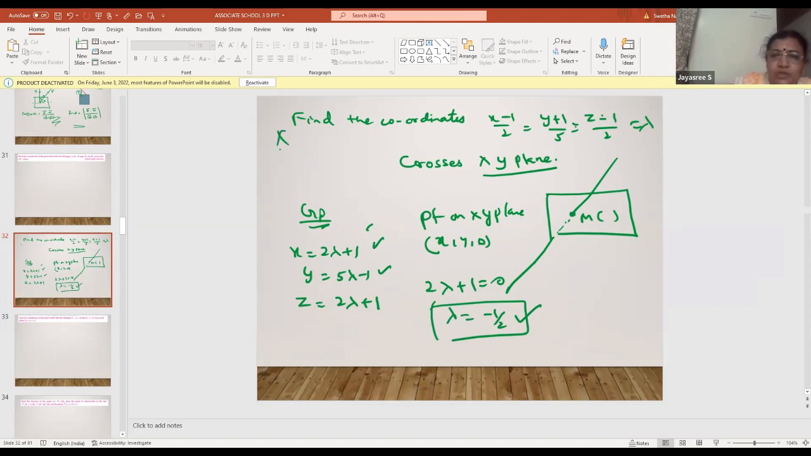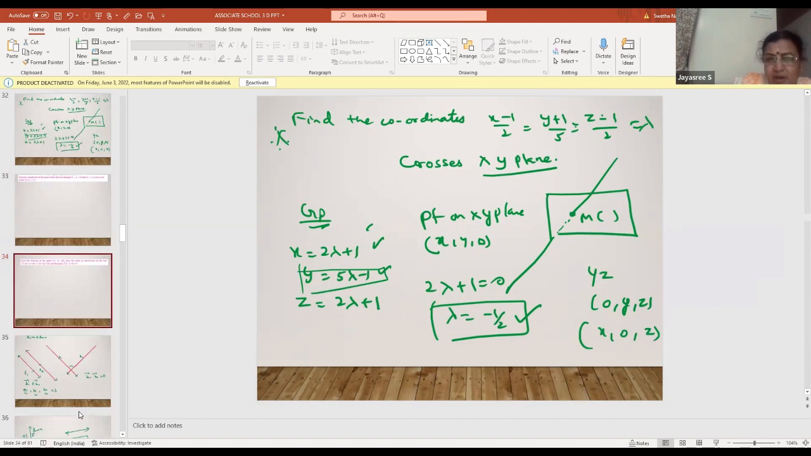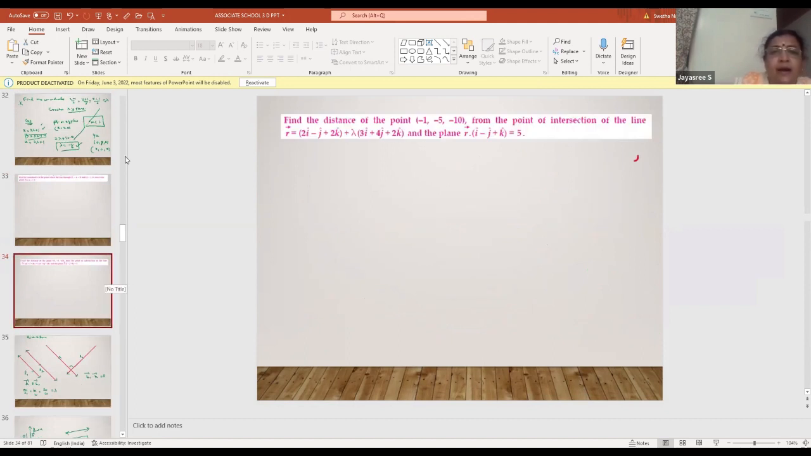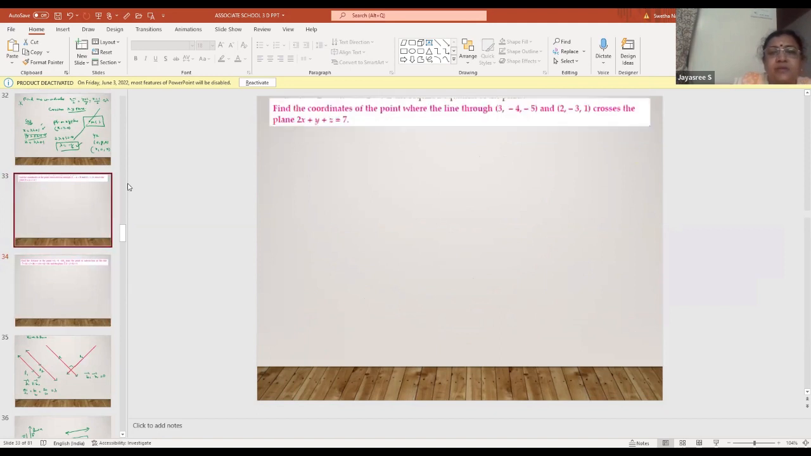So this is a most important question: where it crosses the xy plane, the yz plane, the xz plane. The yz plane means the point is 0, y, z, and the xz plane means x, 0, z. Accordingly, we equate that particular coordinate to 0, get the lambda, and get the point of intersection. Suppose it is not crossing, then it is parallel.